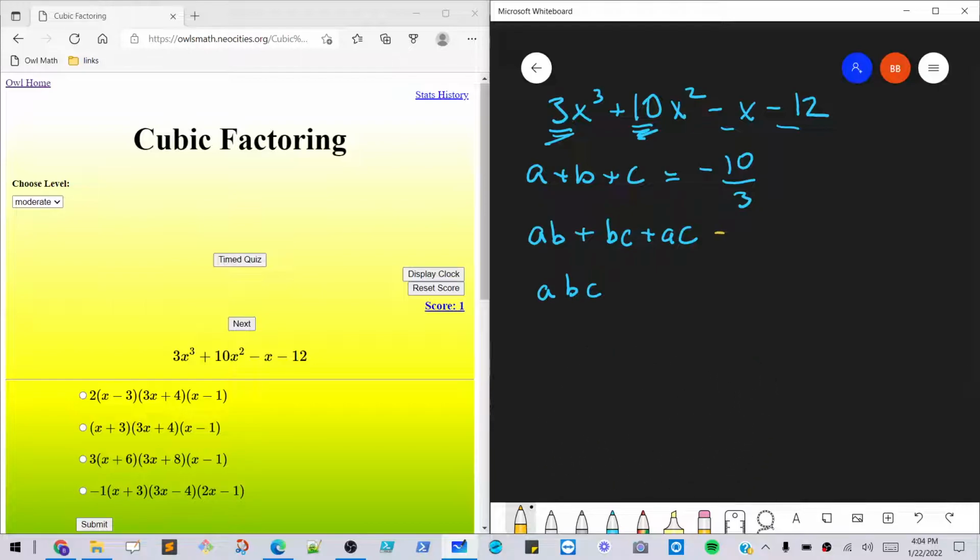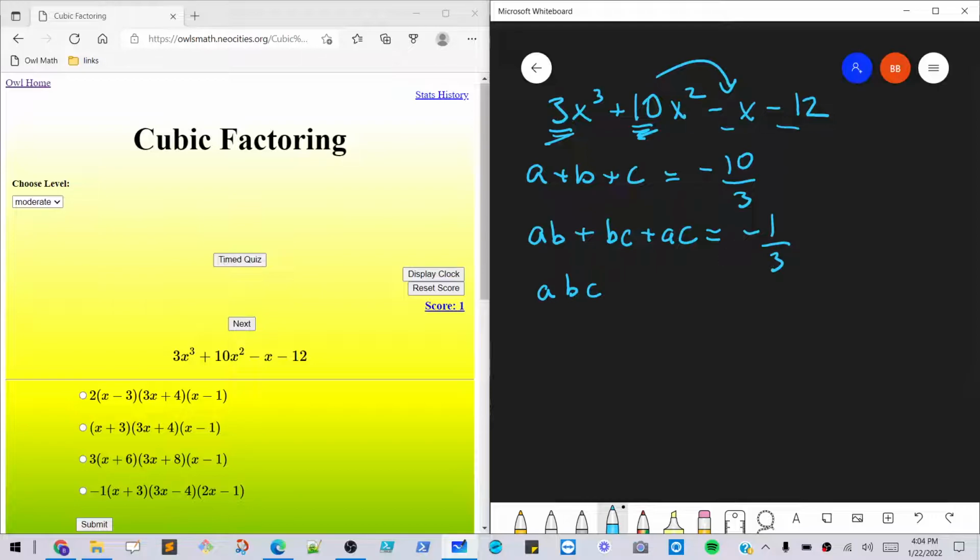And then next, let's go back to blue. So next, the sum of the product of roots two at a time is just, you go to the next term, and the signs alternate. So this is going to be negative 1 over 3.